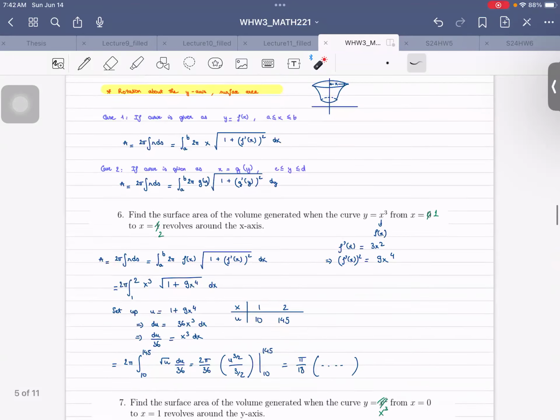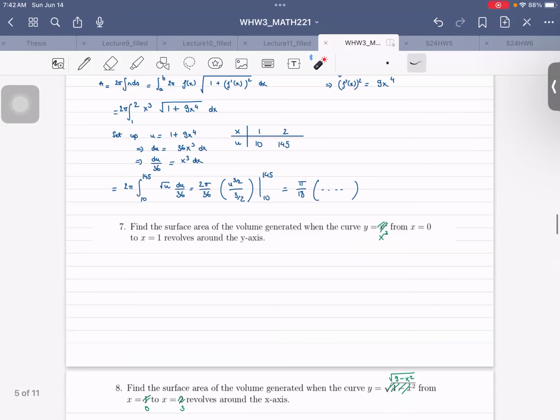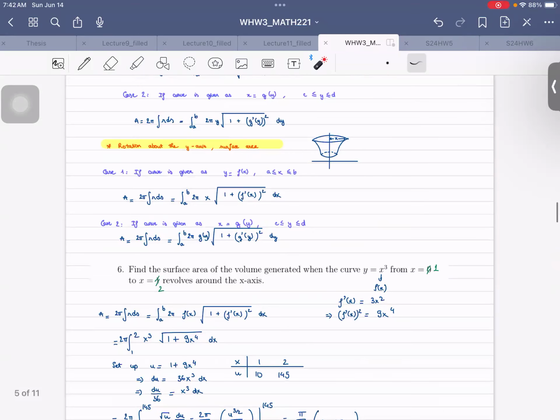You have to figure out that when you're spinning things about the y-axis, then you're going to use one of these two formulas. And over here, because the question gives you the setup, such as you are describing the curve as a function in terms of x, so I'm going to use the first one.